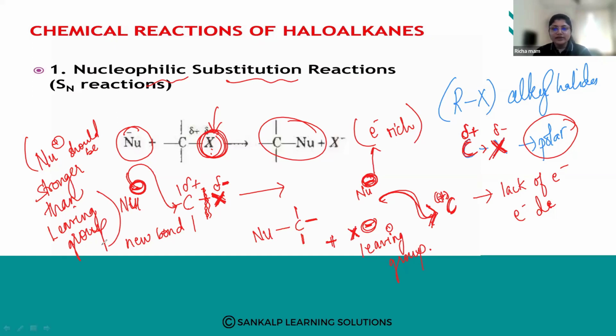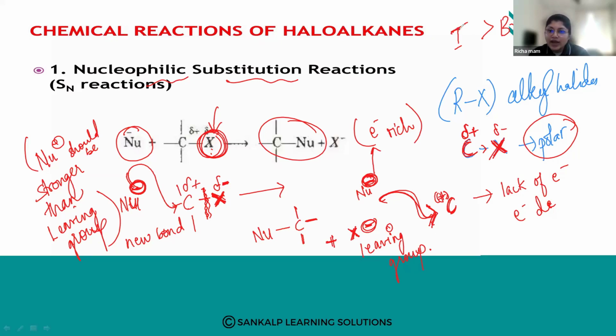Better the leaving group, faster is the nucleophilic substitution. Your leaving group also should be a better leaving group. It should leave faster, so that the nucleophilic substitution reaction takes place at a very good speed. So the leaving group ability of halides: iodide is a good leaving group as compared to bromide ion, as compared to Cl minus ion, as compared to fluoride ion.